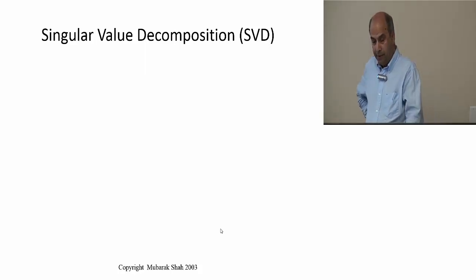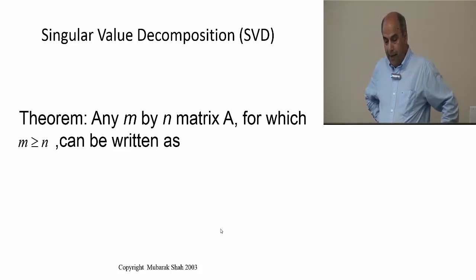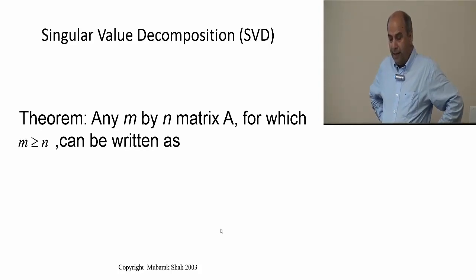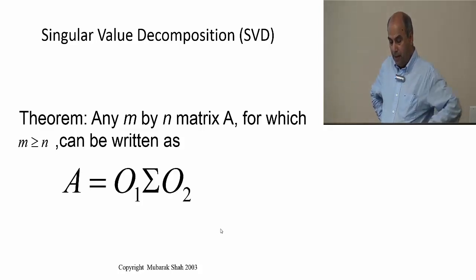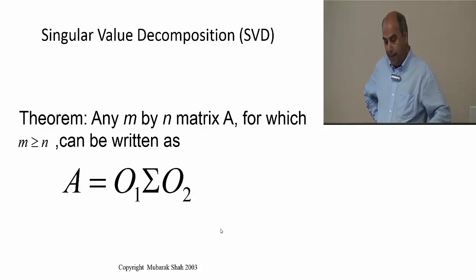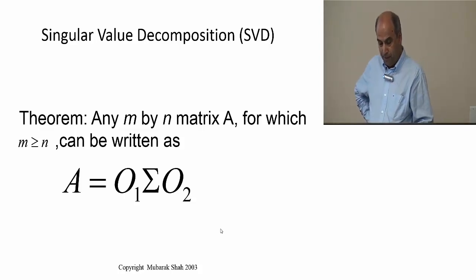Now the next concept is called singular value decomposition, which is called SVD. It's also very useful. And there's a whole theorem which says that if you take an M by N matrix A, for which M is greater than or equal to N, we can write that matrix in terms of these three matrices, O1, sigma, O2. And this is the factorization of this matrix into three matrices. It's called singular value decomposition.